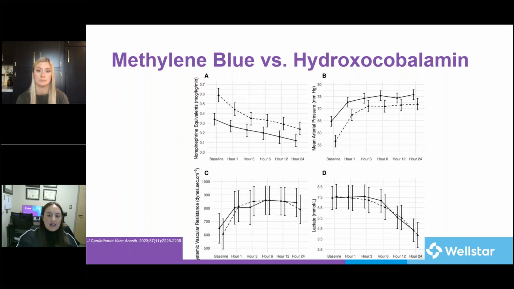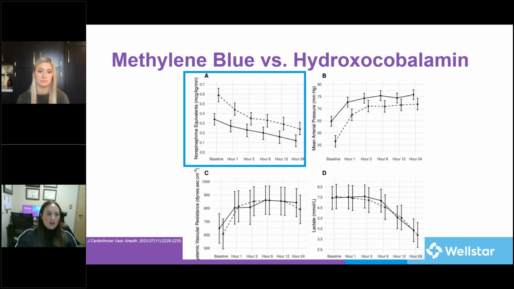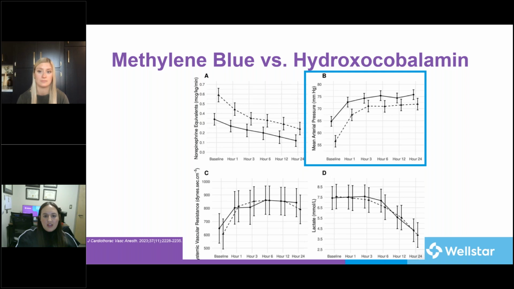So to orient you to this slide, the solid line is the patients that received hydroxycobalamin, and the dotted line is patients that received methylene blue. Whenever you look at the patients' norepinephrine requirements over time, they found that patients that received hydroxycobalamin actually had a lower norepinephrine requirement over time. However, they were in that group starting out at a lower requirement as well. Patients also had an increase in their mean arterial pressure and ultimately had a higher pressure than patients that were in the methylene blue group.